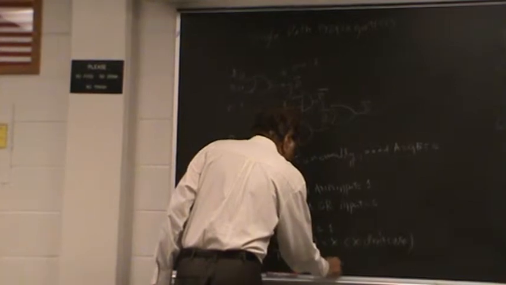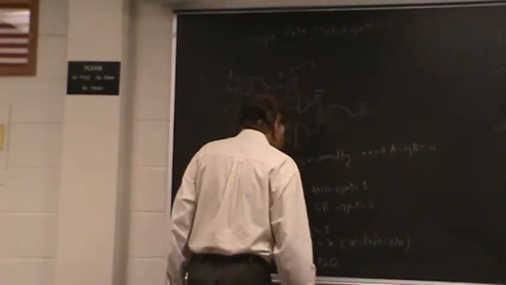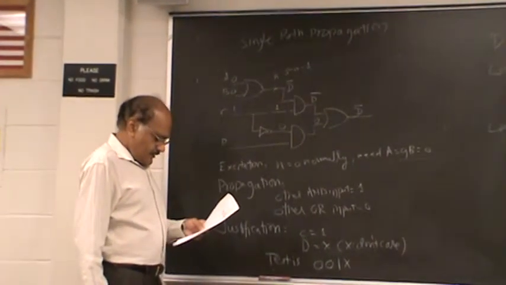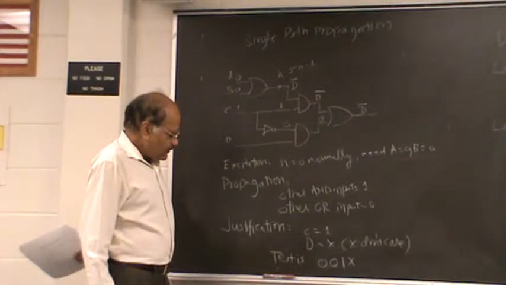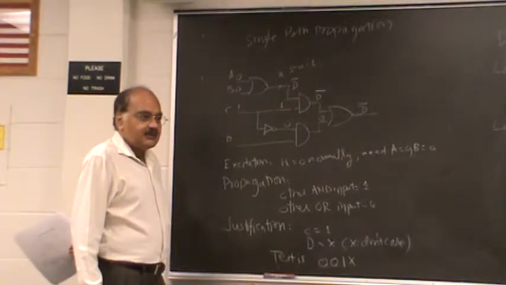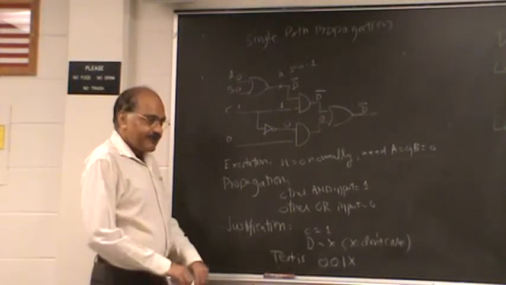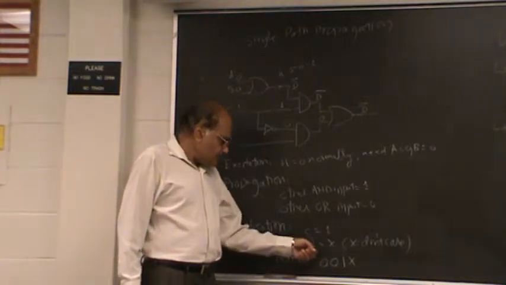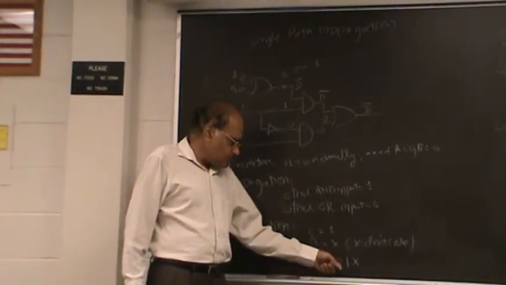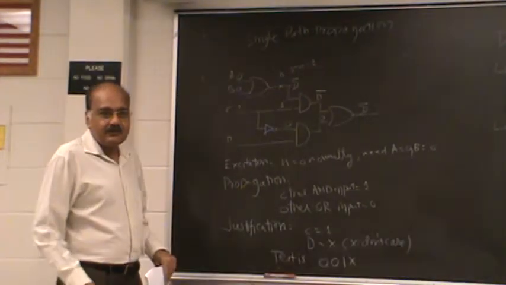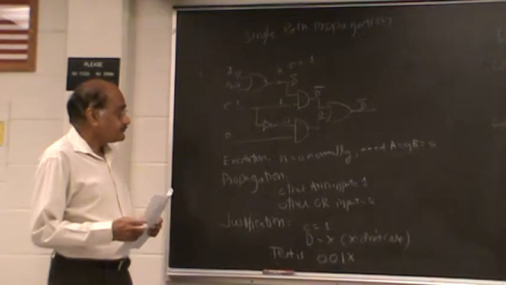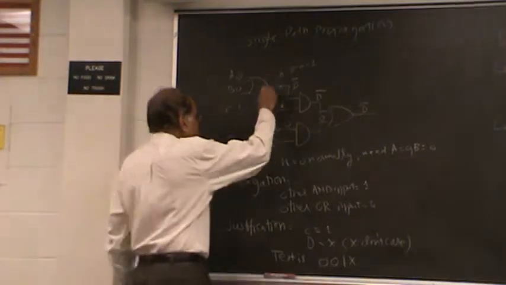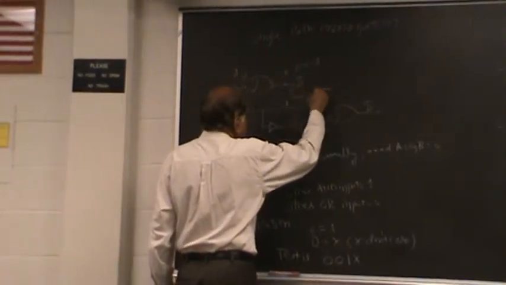Test is 0, 0, C is 1. So tests is, or should I say tests are? Doesn't matter. I suppose I could say test is 0, 0, 1, don't care. But actually I could say either 0010 or 0011, either of them would be good tests. So this is an example of single path propagation. So basically the idea is to excite a fault and propagate it through a single path.